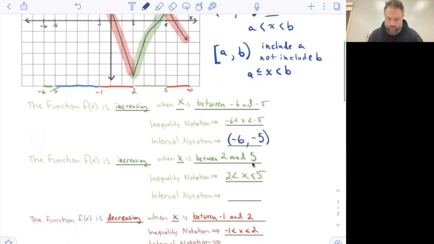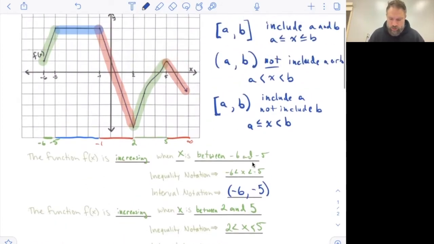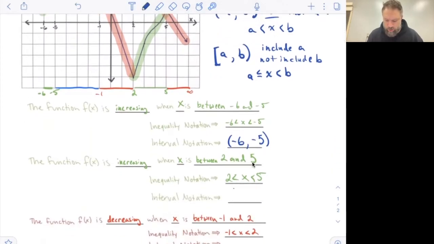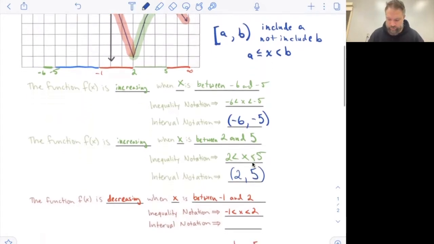Next one is this one here, that's between 2 and 5. We'll just say the lower boundary is 2 and the upper boundary is 5. Boom, between 2 and 5, not including either 2 or 5.